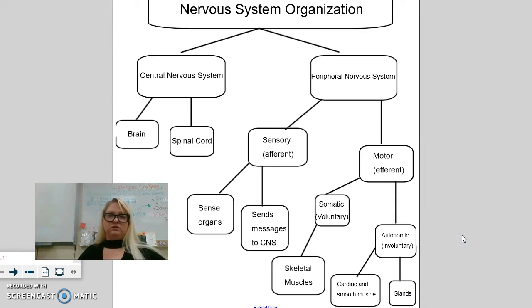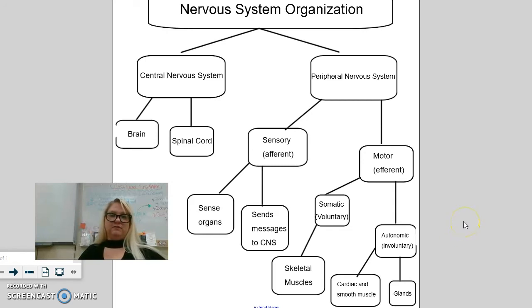It also controls glands. So let's say, for example, your blood sugar levels really drop and you need to increase blood sugar levels. Your autonomic system is automatically going to do this by stimulating a gland to release a hormone to increase your blood pressure.